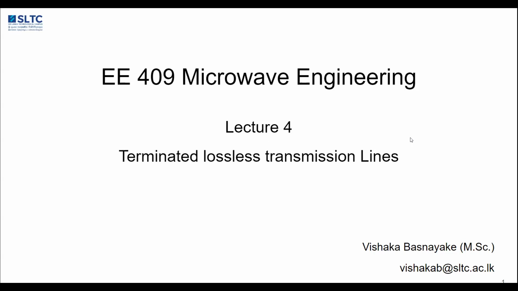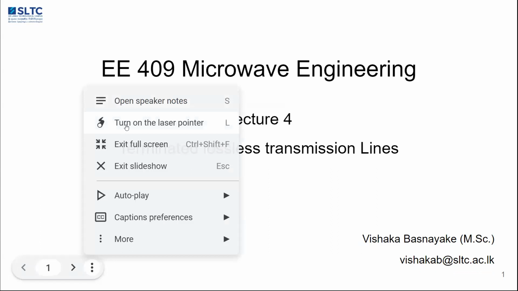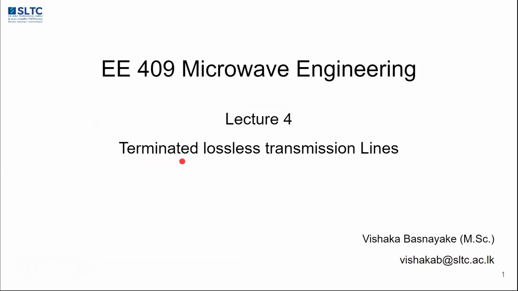Okay, so we'll start today's lecture on microwave engineering. Today we are going to continue the section on transmission lines, and specifically we are going to be talking about lossless transmission lines. And then we are going to talk about the different terminations that can happen at the end of the transmission line, and based on the termination type, such as open circuit or short circuit, how the impedance is going to vary along the transmission line, right?